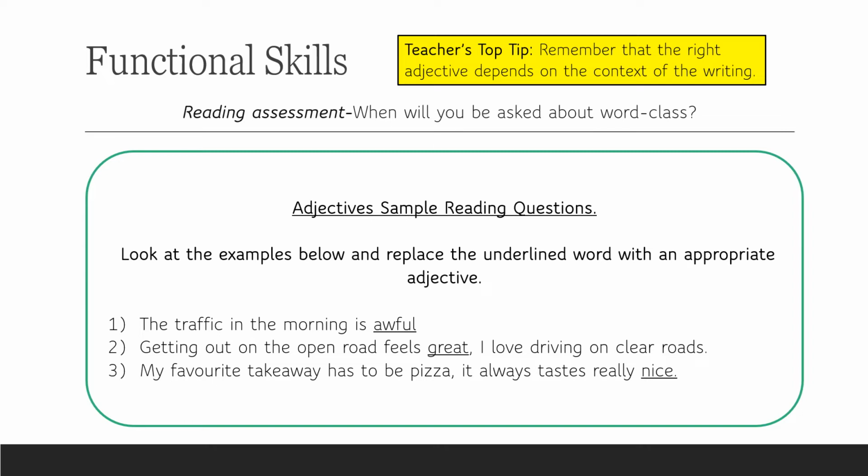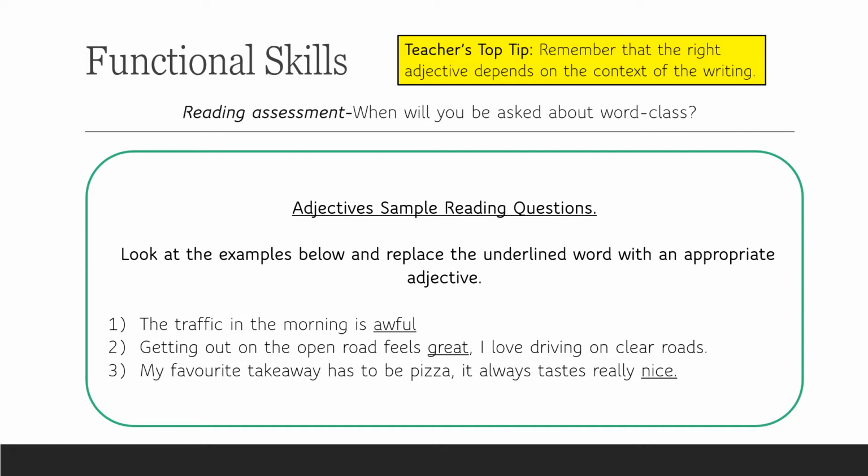Now think carefully about the sentences for each one and make sure the adjective you replace it with actually works with the context or situation we're talking about. You can see from the teacher's top tip at the top of the screen: remember that the right adjective depends on the context of the writing. Even though "nice" and "delicious" might be similar adjectives, it depends on what you're describing. Delicious is appropriate if you're talking about food, but if you're talking about a beautiful landscape or scenery, you probably wouldn't use the word delicious to describe it. So think very carefully about the kind of adjectives you're using.